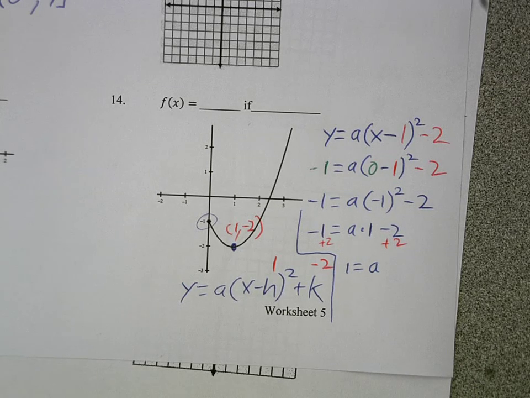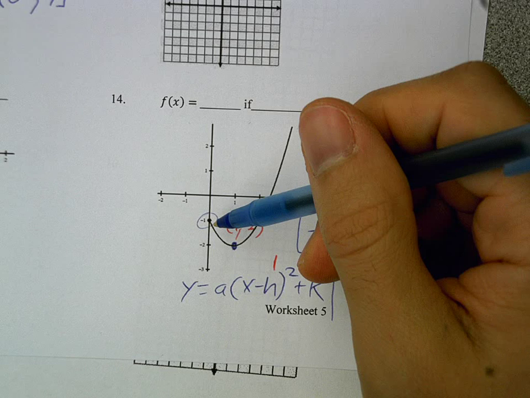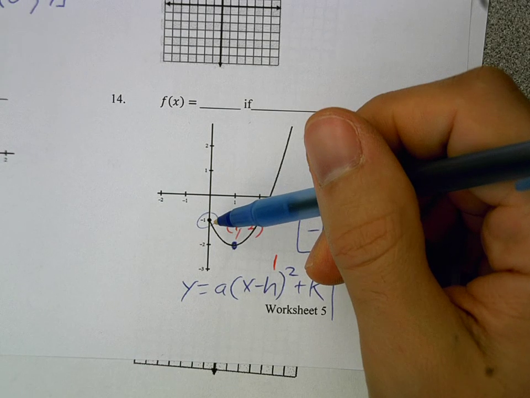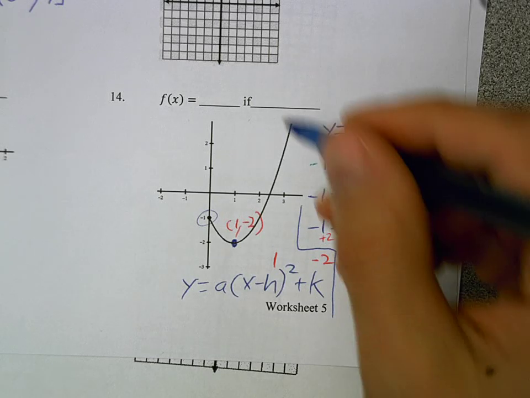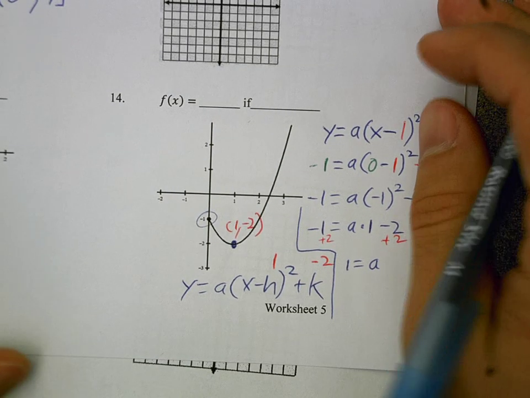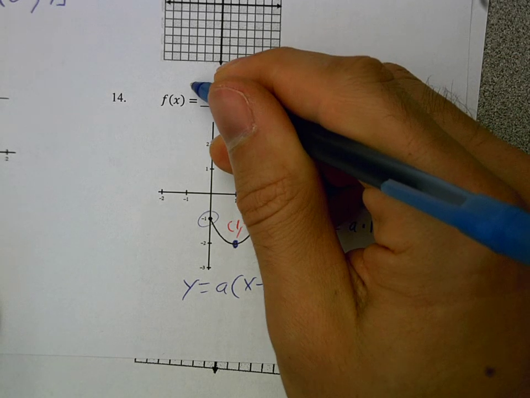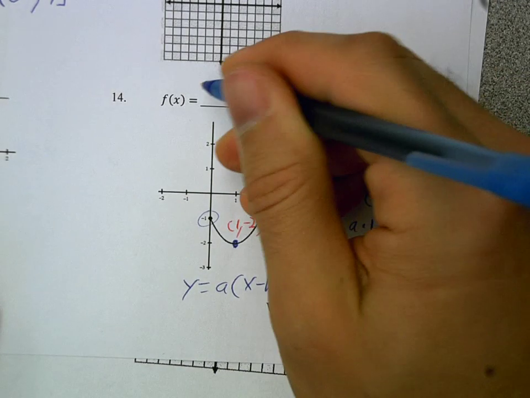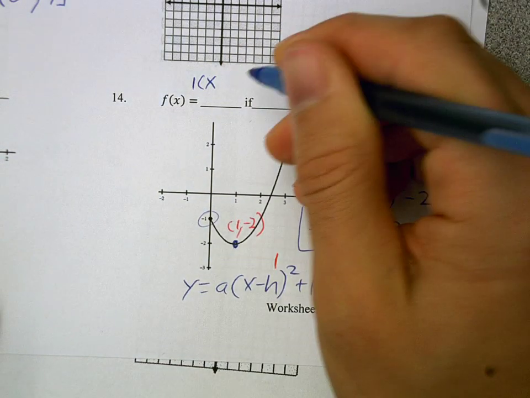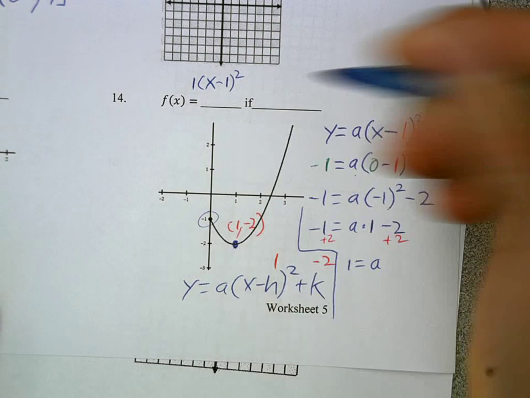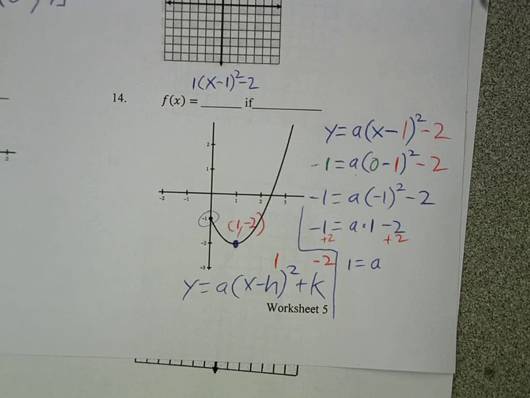Some of you may have figured that out because we're just going over 1, up 1 for that next point. It is the basic quadratic shape that if you go over 1, you go up 1. So our final answer here is y is equal to, or f of x is equal to, 1 times (x minus 1) squared minus 2. There's our equation. We've done that already.